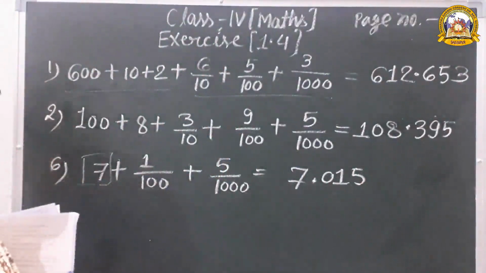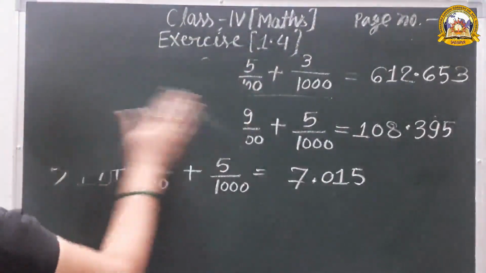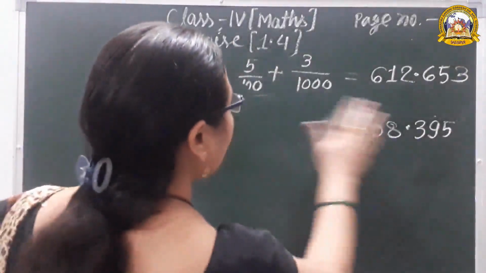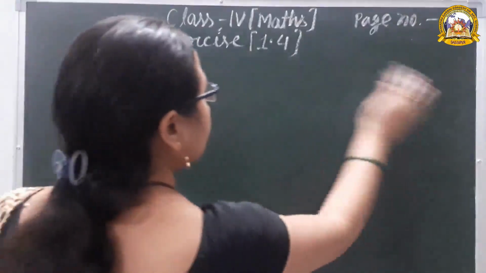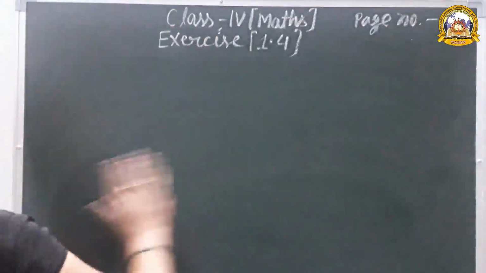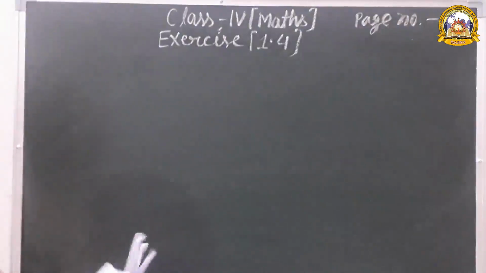Now the question number C. Compare the decimals. How can we compare the decimals? Just like we compare the whole numbers. There is a little bit of difference between the comparison of whole numbers and decimal numbers. First, how can we compare the decimal numbers?